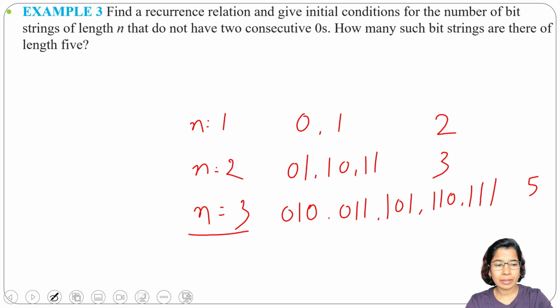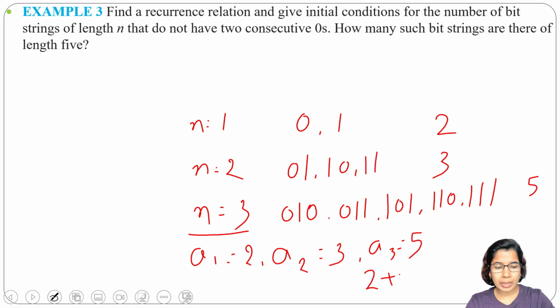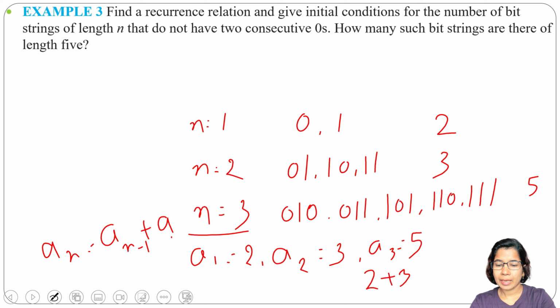So for n equals 3, we can find it by adding n equals 1 and n equals 2. If we take a1 equals 2, a2 equals 3, there are 3 bit strings, and a3 equals 5, that we can form by adding 2 plus 3. 2 plus 3 equals 5. So we can say a_n equals a_(n-1) plus a_(n-2), right? So what will be the initial condition? The initial condition can be a1 equals 2 and a2 equals 3. So these two can be our initial condition.